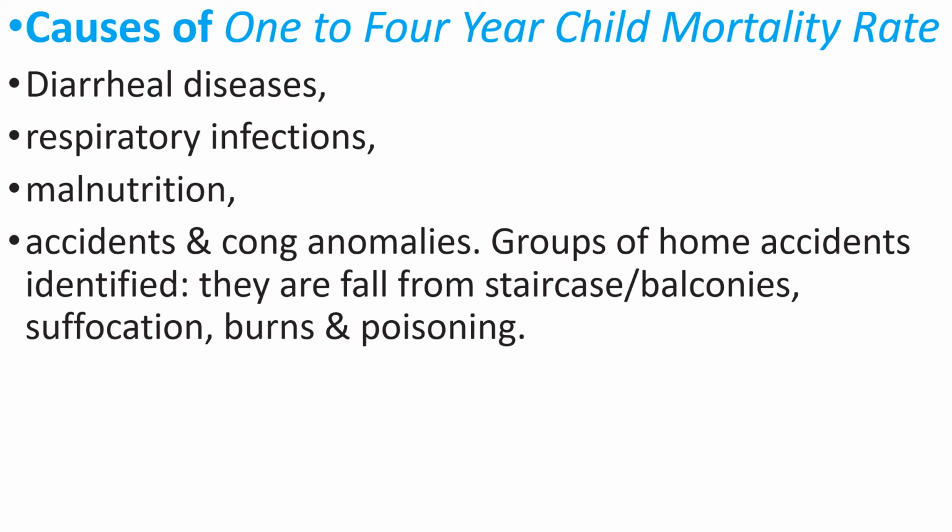Causes of this 1 to 4 year child mortality are diarrheal diseases, respiratory infections, malnutrition, accidents, and congenital anomalies. Groups of home accidents identified are falls from staircases and balconies, suffocation, burns, and poisoning.